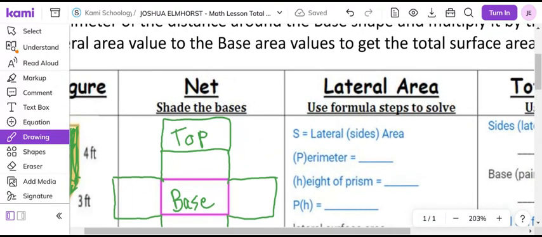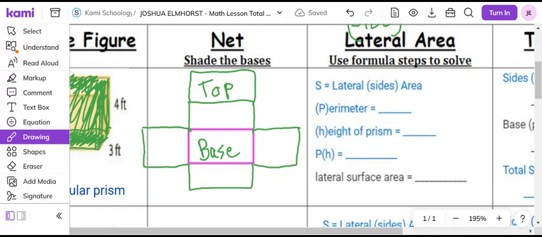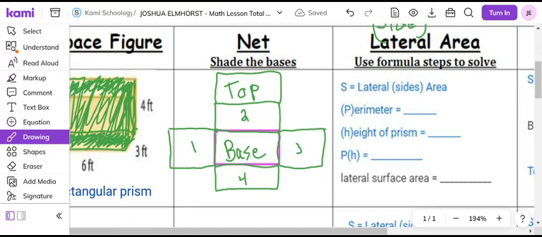So now we're going to use this two-dimensional shape to help us find lateral surface area. And another word for lateral is going to be the area of the sides. So you could find the area of 1, 2, 3, 4 sides separately. You could do that, but if we find the perimeter of the bottom and then multiply it by the height, that would give us the same answer as finding all the individual areas.